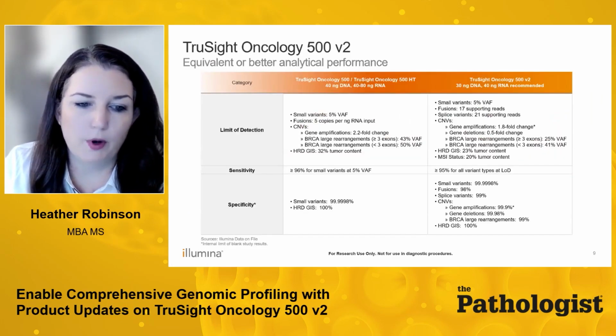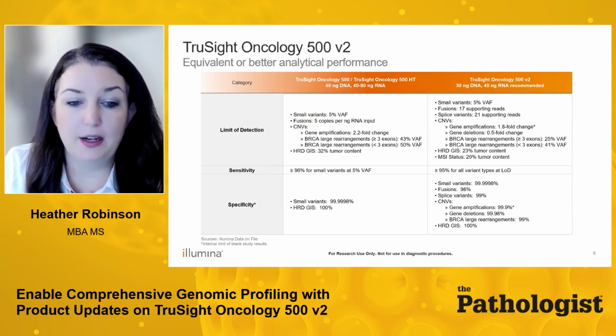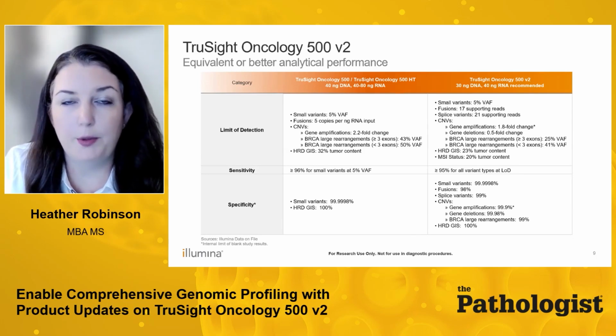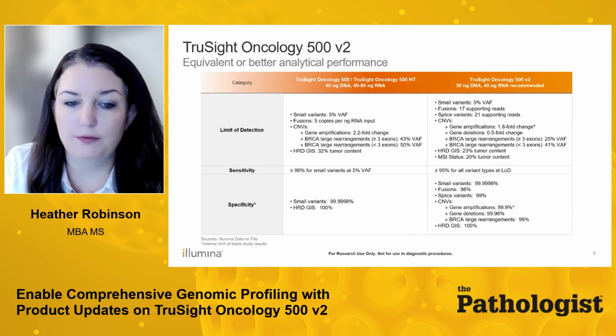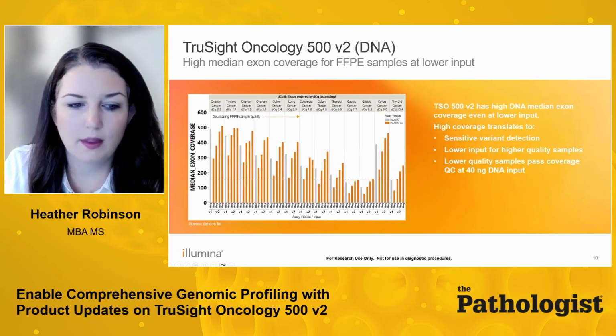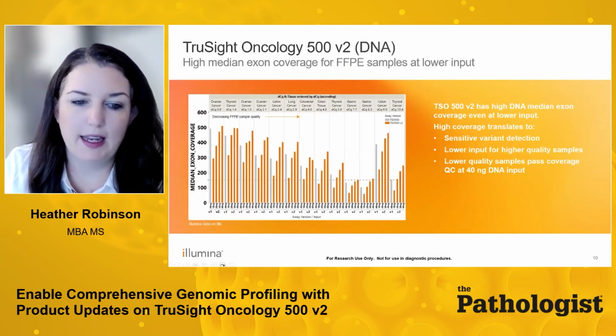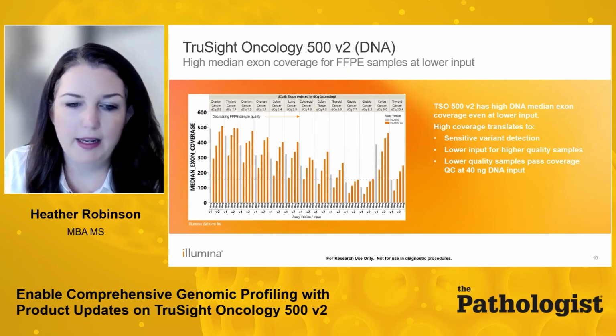The analytical performance of TSO 500 V2 is equivalent or better than TSO 500 version 1. Changes to library prep chemistries such as optimization of reactions, new reagents, and improved library conversion result in equivalent or better variant calling, even at lower DNA and RNA input levels. The innovative new assay chemistry translates to higher median exon coverage for FFPE samples, making the assay more sensitive.